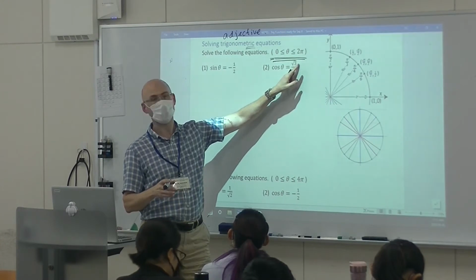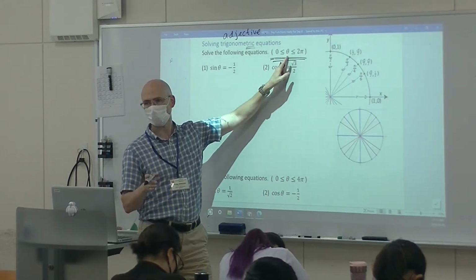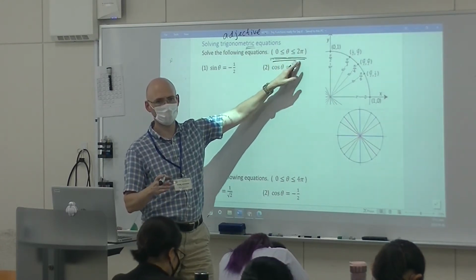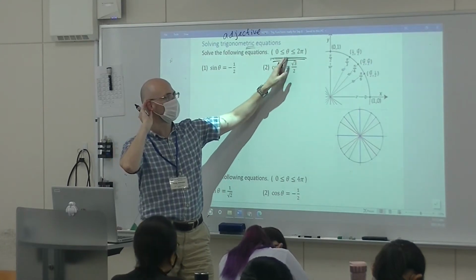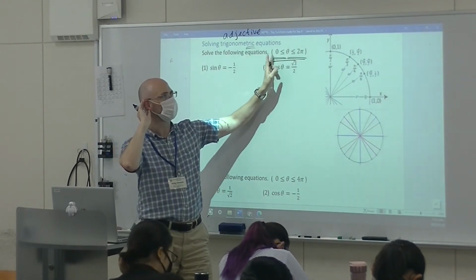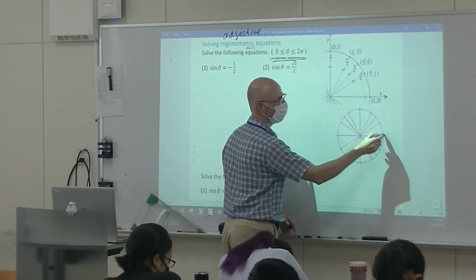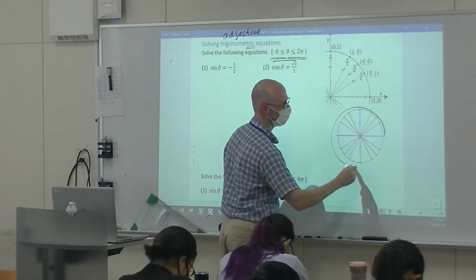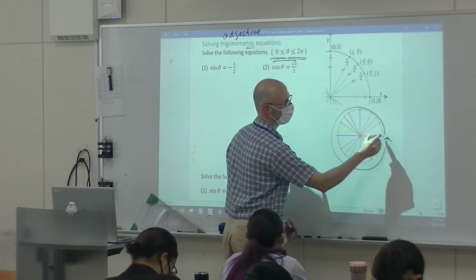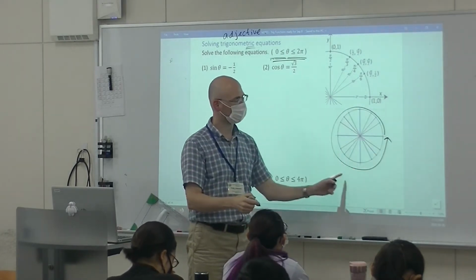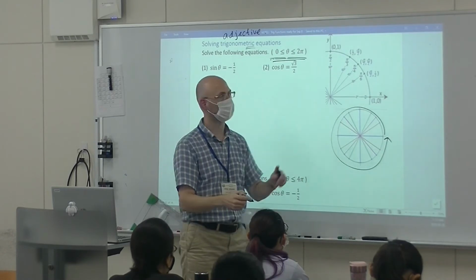Say that with me, please. Theta is between 0 and 2 pi. 1, 2, 3. Right. And that means that we're going one time around the circle. We're starting at 0, and we're going one time around the circle. Okay?